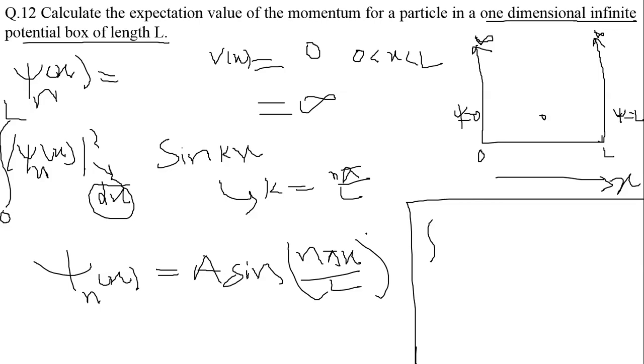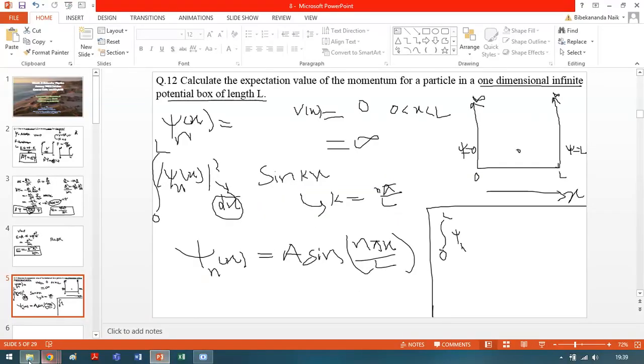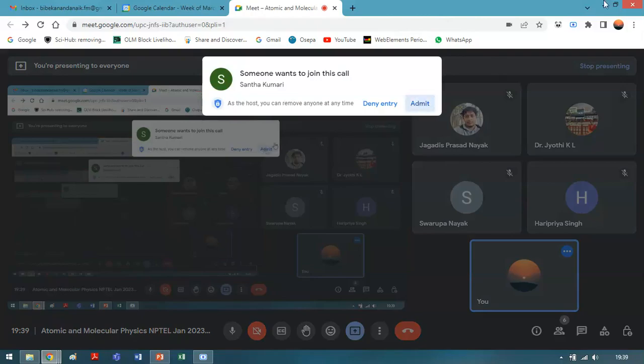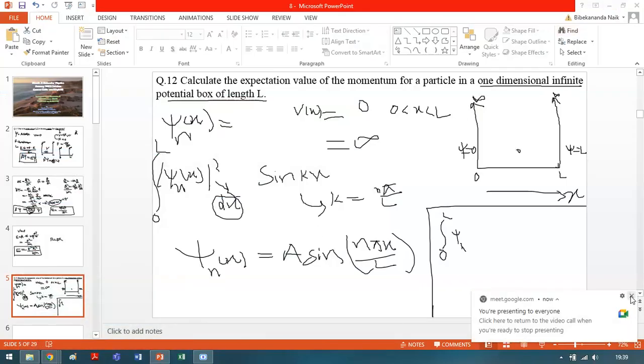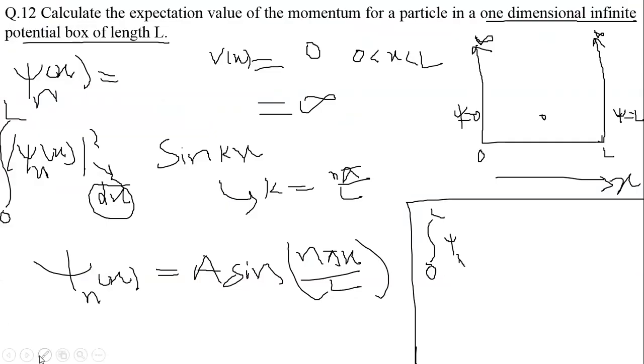So here, similarly, when we normalize the wave function, we will get the integration from 0 to L, since the wave function is 0 on both sides, so the particle must be present inside the region of 0 to L. So when you take the integration from 0 to L, psi n x mod square is nothing but psi n star into psi dx, which will be unity, that is 1.